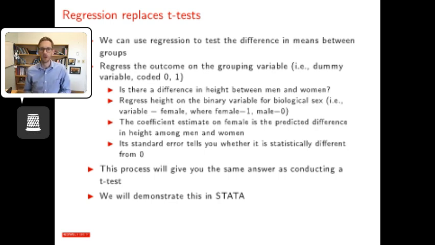To do that, we just create what we call a dummy variable, where if you're a female, it's a 1, and if you're a male, it's a 0. And that coefficient, that estimate that I get, is going to predict the difference in height between men and women. And the standard error will tell us whether or not that difference is statistically significant. And when we work together in Stata in class, we can show how both the independent samples t-test and the regression equation will give us the same answer in both cases.